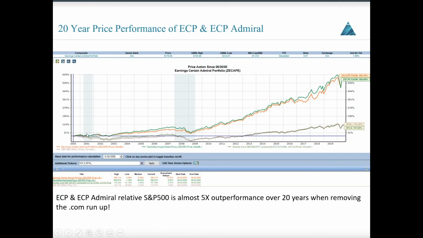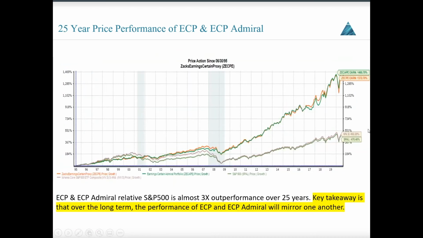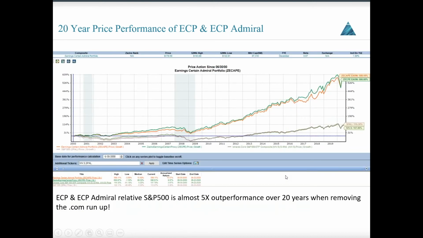So you can see the S&P 500 without the .com run-up, they really haven't returned a whole lot. If I go back to the previous slide, you'll see the returns were much higher because we had this run-up. And that's the idea with the earnings certain portfolio family, is that the returns are just much more stable over time. You can see we have this huge run-up of the S&P, then this huge fallout. And the earnings certain portfolios, plural, they just kind of chug right through these time frames, and there's not as much variability in the returns.